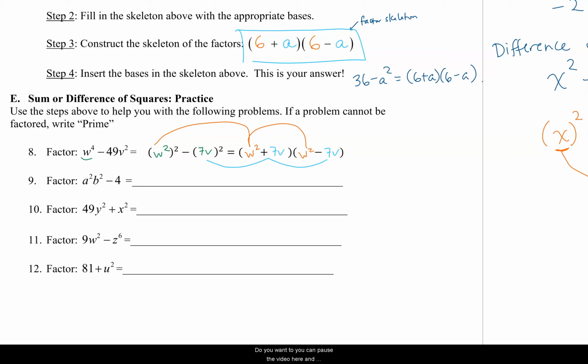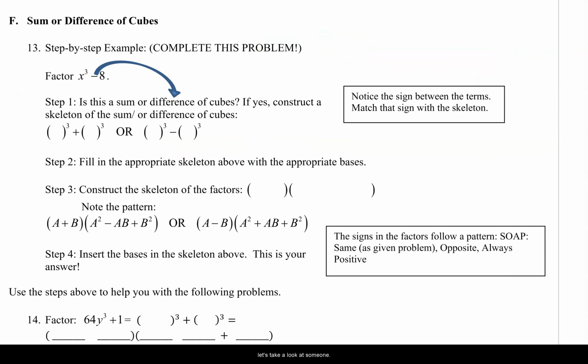If you want to, you can pause the video here and practice these before going on to sums and differences of cubes. Let's take a look at sum and difference of cubes. These are another set of special products that we'll be looking at that have a particular pattern for factoring. And I will give you a few mnemonics to help you remember what that pattern is.